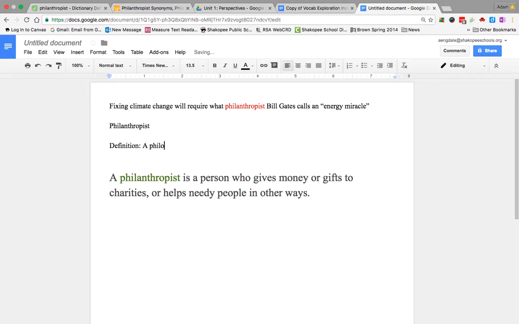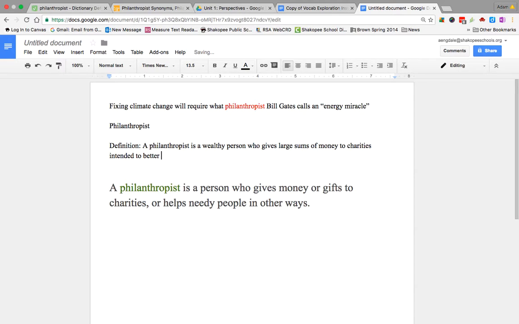So a philanthropist is a person. It's not just a person, it's a wealthy person. And that wealthy person gives large sums of money to charities intended to better mankind.